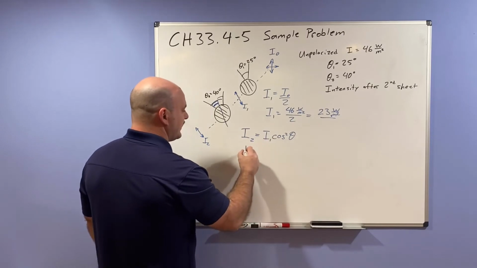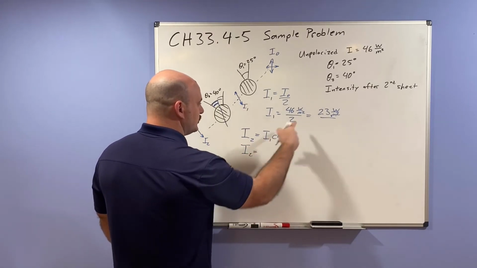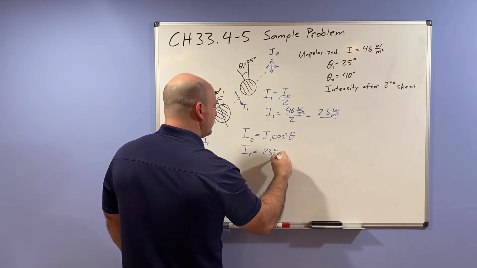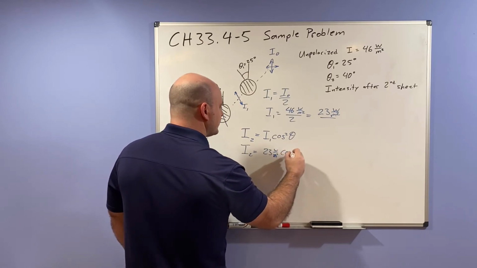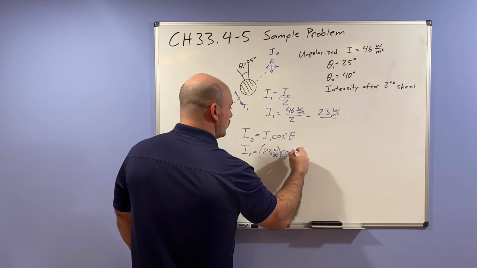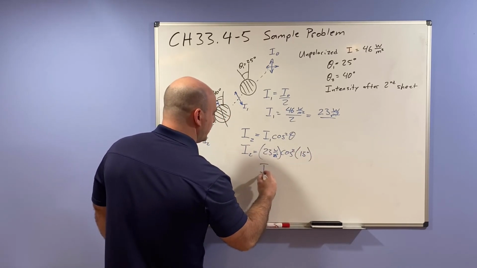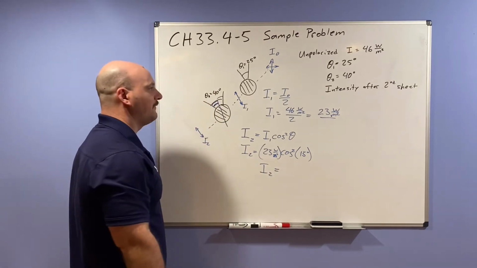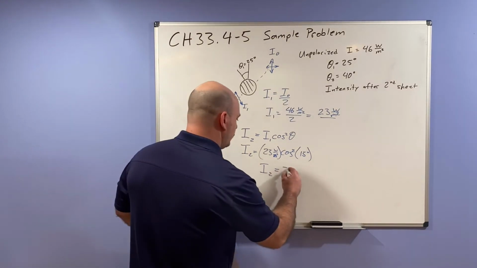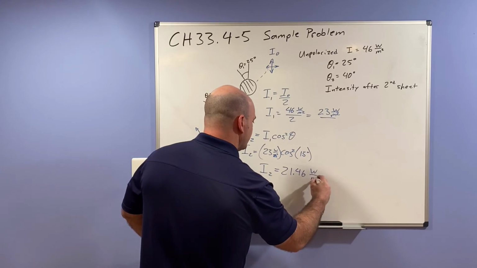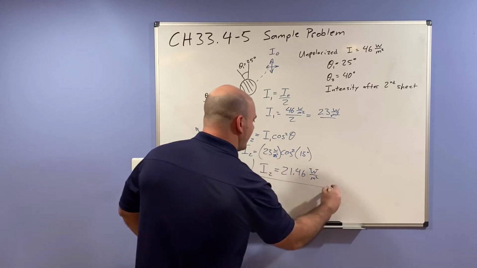So we can plug that in. We say that I2 is equal to I1, which is 23 watts per meter squared, times the cosine squared of 15 degrees. All right, when we plug those numbers in, we get a final intensity of 21.46 watts per meter squared for our final intensity.